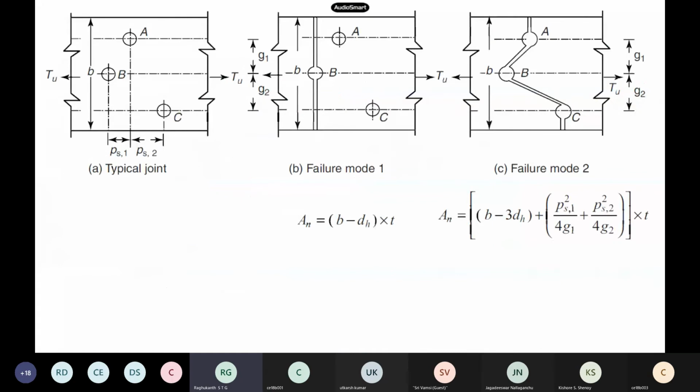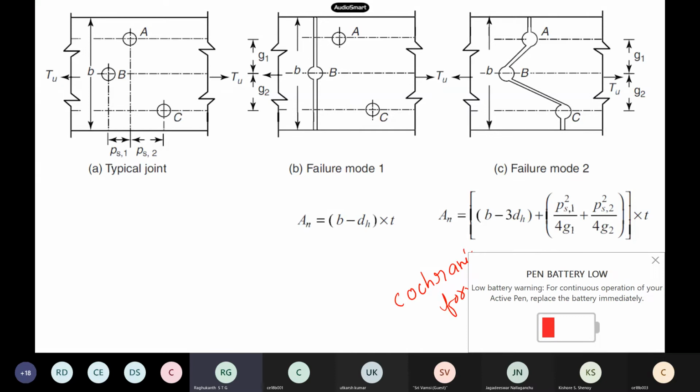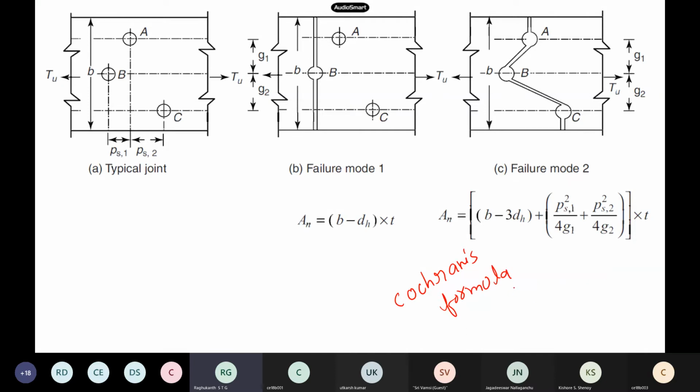This formula came from Cochrane actually. So this you should remember, Cochrane's formula. He established this formula in 1922; his paper was published in 1922. He was an engineer, so he developed that formula, and that formula came up because of what happens when the plane is inclined.